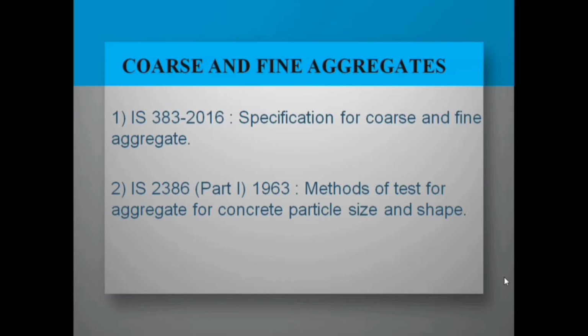Part 4 explains methods of test for aggregate for mechanical properties. Part 5 explains the aggregate soundness test. Part 6 is for measuring mortar making properties of fine aggregates. Part 7 is the test for aggregate for alkali aggregate reactivity. Part 8 is the test for aggregate for petrographic examination. These codes are all very important to test coarse and fine aggregates.